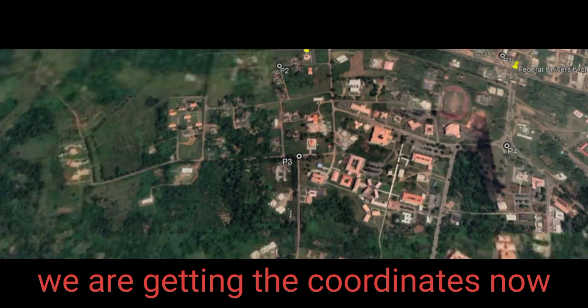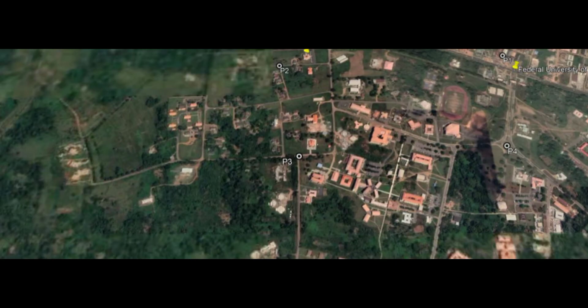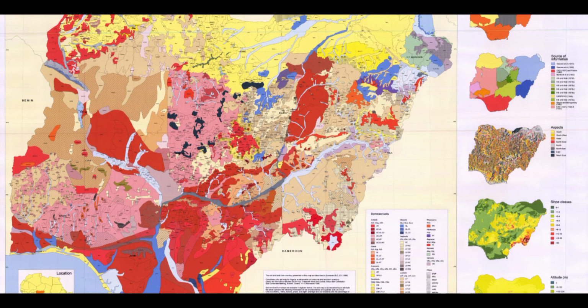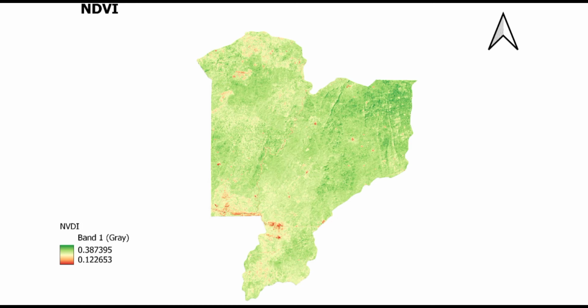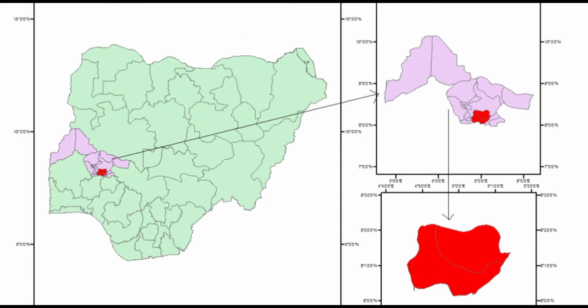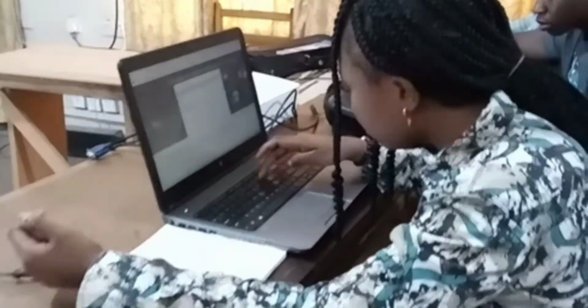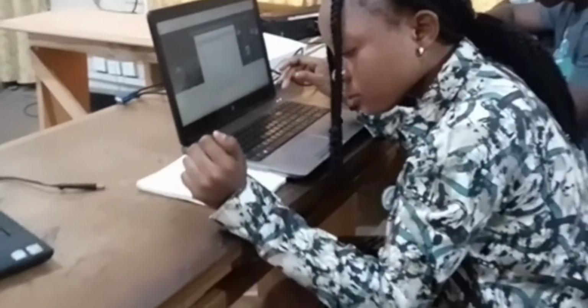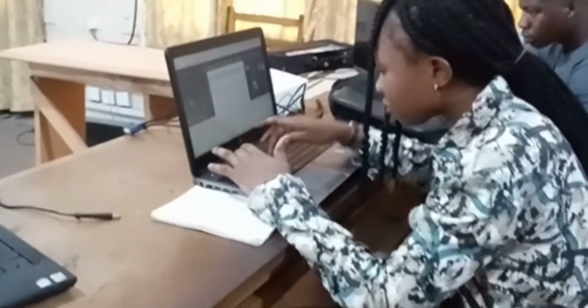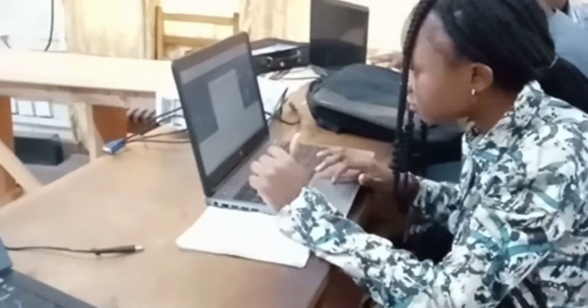So the points we got are what we are using to map out those areas in the vegetation. We also use them for NDVI, which is normalized difference vegetation index, used as an indicator to know the greenness or the health of the vegetation. From that, we got the negative aspect of the NDVI and the positive aspect of it. So this collection of coordinates is really good.